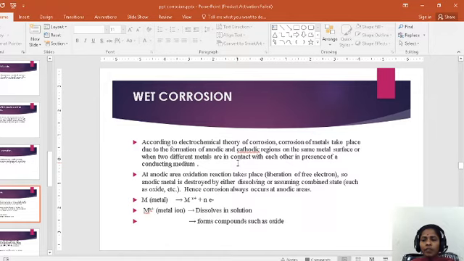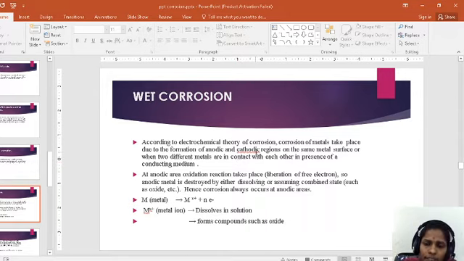So the next theory of corrosion is wet corrosion. By the name itself, wet corrosion is nothing but the corrosion of the metal with moisture in the environment. So when the metal is reacting with the moisture in the environment, that is called wet corrosion.